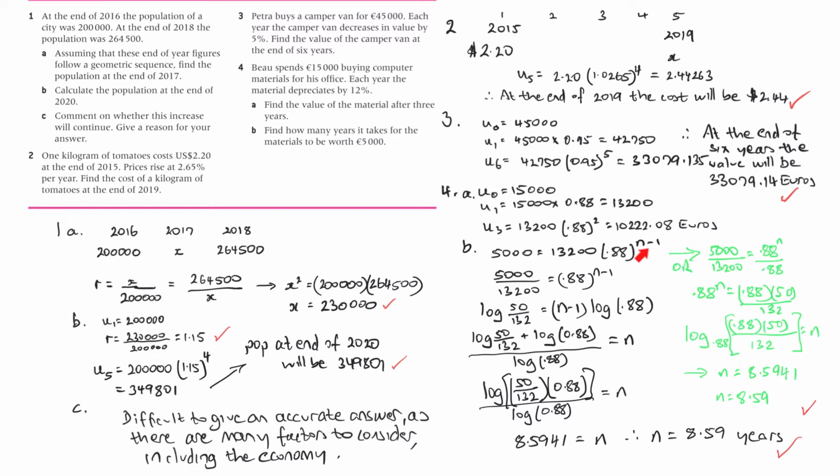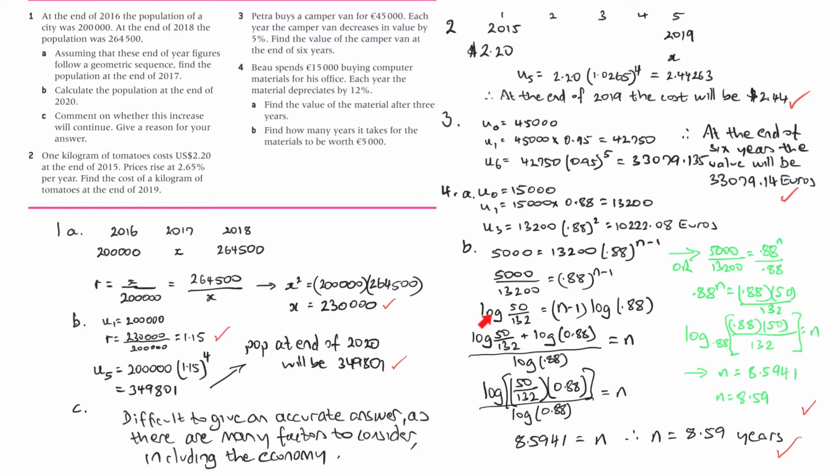Okay, so we've got that. Now this is from the formula, which is the nth term equals U1 times R to the n minus 1. So I'm going to just move that 13,200 to the other side. I've got 5,000 divided by 13,200, and that equals 0.88 to the n minus 1.